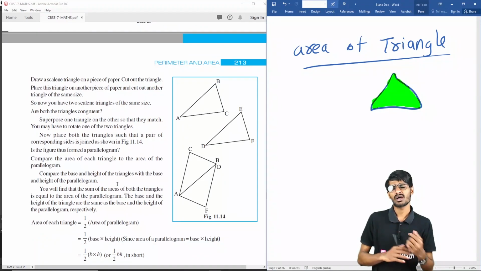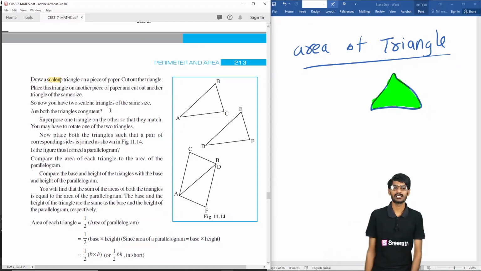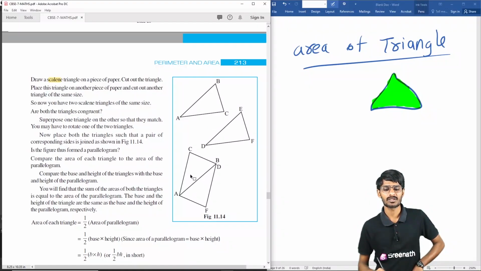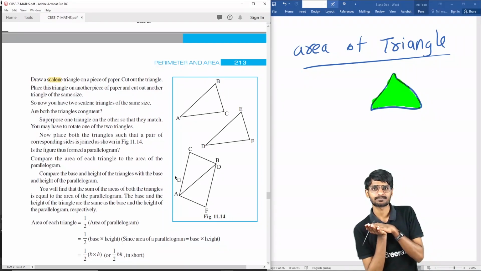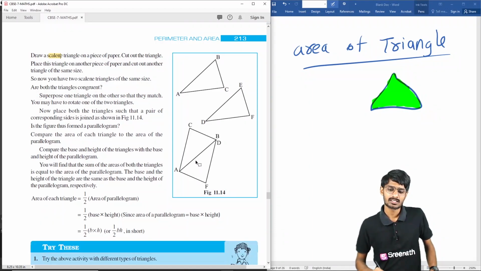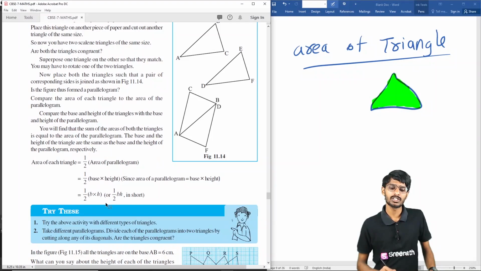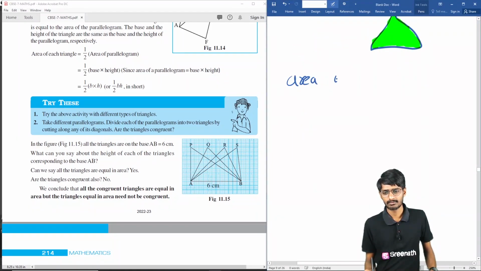Now draw a scalene triangle on a paper, cut out the triangle, take another identical triangle, and place both side by side like this. You will observe that these two give rise to a parallelogram, and these two are congruent. That's why when you place them, they match exactly. Congruent triangles placed side by side give a parallelogram. So the area of each triangle is half the area of the parallelogram. The parallelogram area is b into h, so the area of a triangle is 1/2 into b into h, that is, 1/2 into the area of the parallelogram.